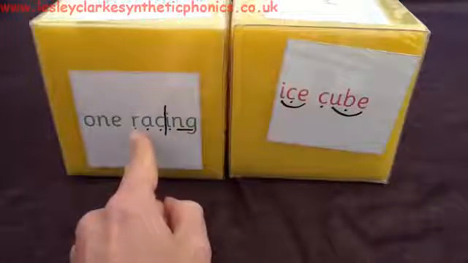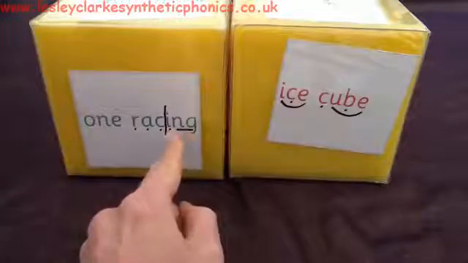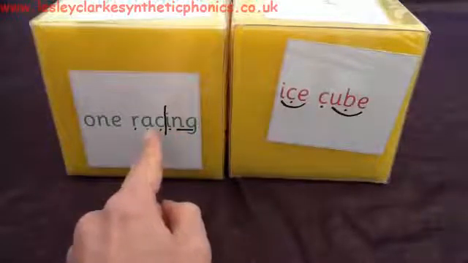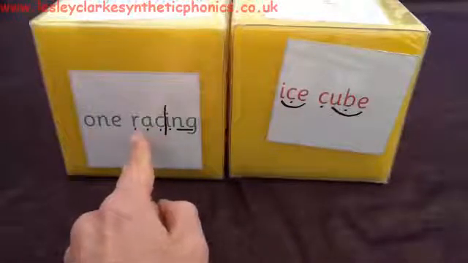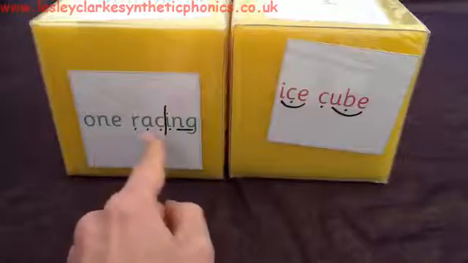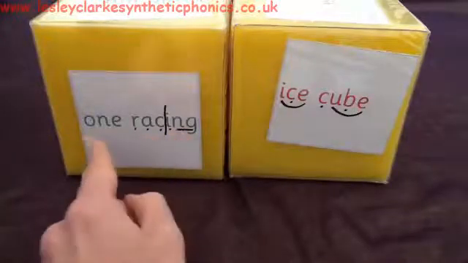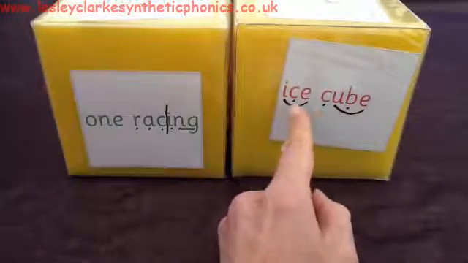Off we go. R, A, S, ras, I, ing. Rassing. That doesn't make sense. What other sound can this one be? That can be A, so let's try it with A. R, A, S, race, I, ing. Racing. One, racing. Let's sing our little song.